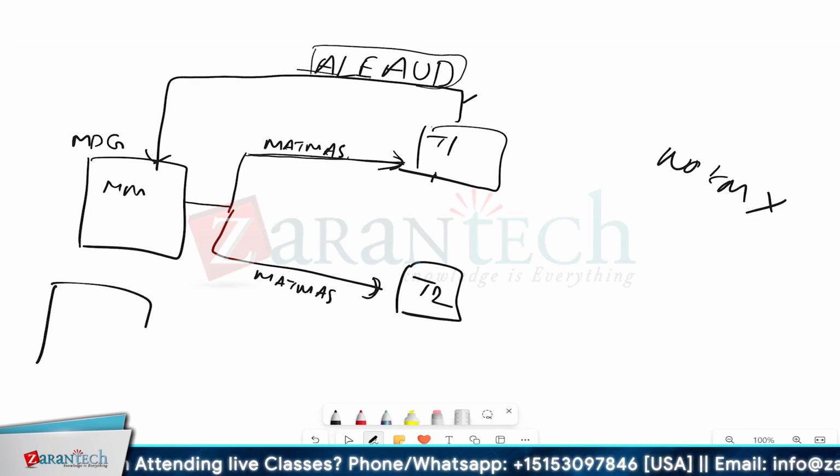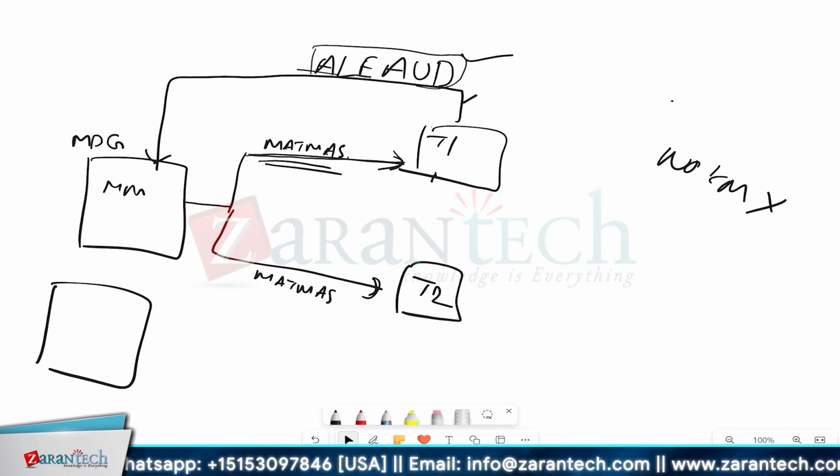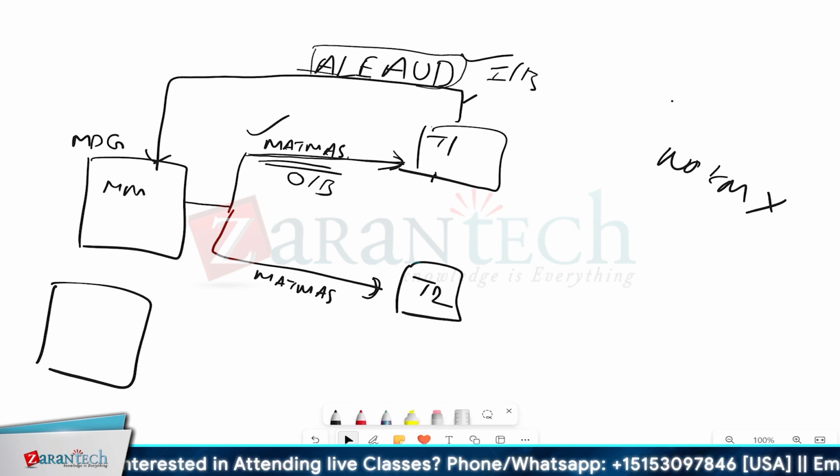So are the outbound IDOC and ALEAUD different or the same? Both are different. This is for material master, and this is for audit acknowledgement. The outbound IDOC is a different one. Outbound here means MDG to target. Sorry, this is your outbound IDOC, and this is your inbound IDOC. So this is clear, right?